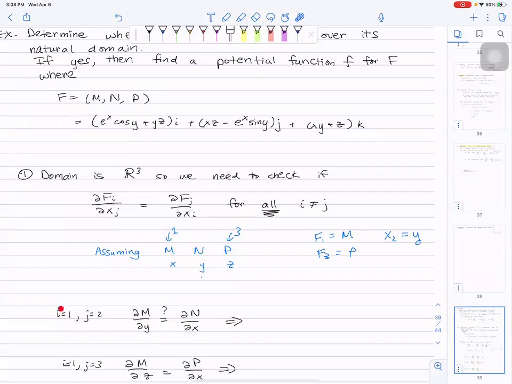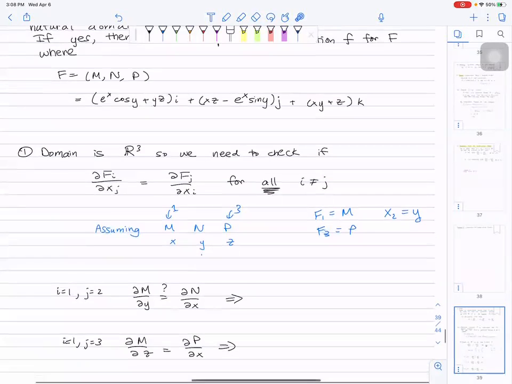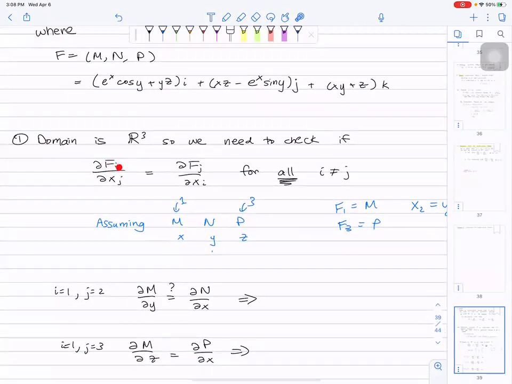So if i equals 1, j equals 2, that means we're doing the partial of F sub 1. That's our first component here, M. x sub j, x sub 2, that's our second variable, partial with respect to y. Then F sub 2, that's N, that's here. x sub 1, that's our x. So i equals 1, j equals 2 gives us this equality that we have to check.